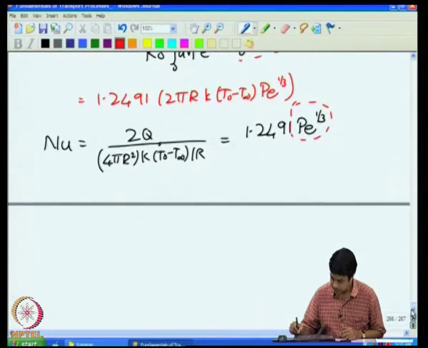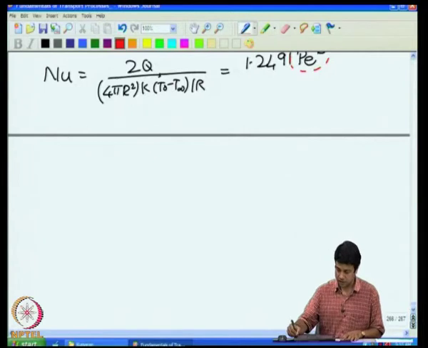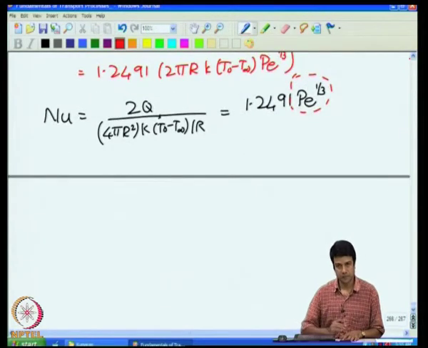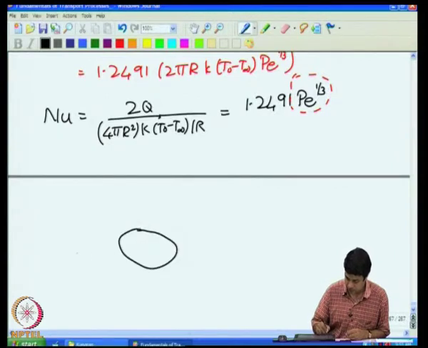So, let me give you a little bit more of physical insight into why this Peclet number power 1/3 scaling comes. There is of course a constant. We evaluated the constant exactly for a flat plate and for a sphere, where we knew what the velocity profile was. That constant will change if the object is of a different shape, but the scaling remains the same. Okay, so, let us say I have an odd shaped object with flow past that object.